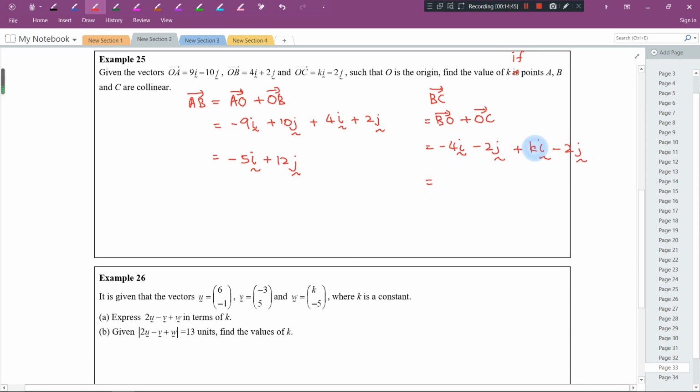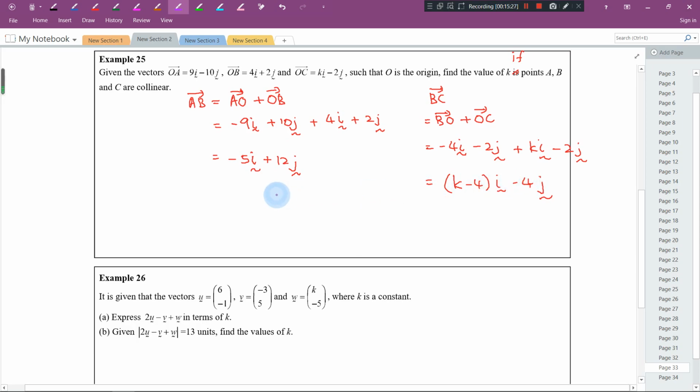Next I group the i together and the j together. So negative 4 plus k, which can be written as k minus 4, ki. Then negative 2 plus negative 2 gives negative 4, so negative 4j. Since A, B, C are collinear, they have the same gradient. Negative 4 divided by k minus 4 will be equal to 12 divided by negative 5.